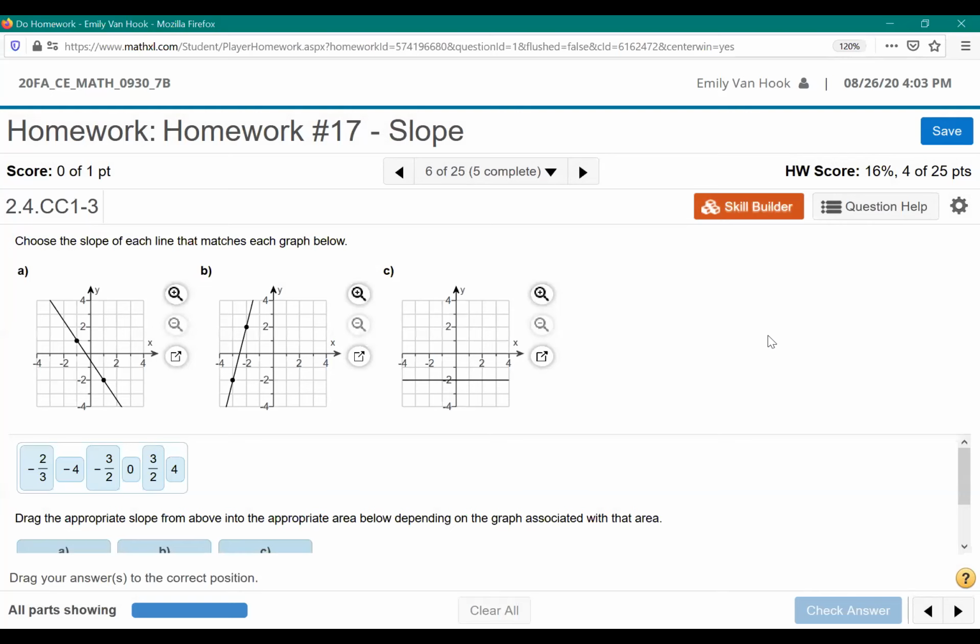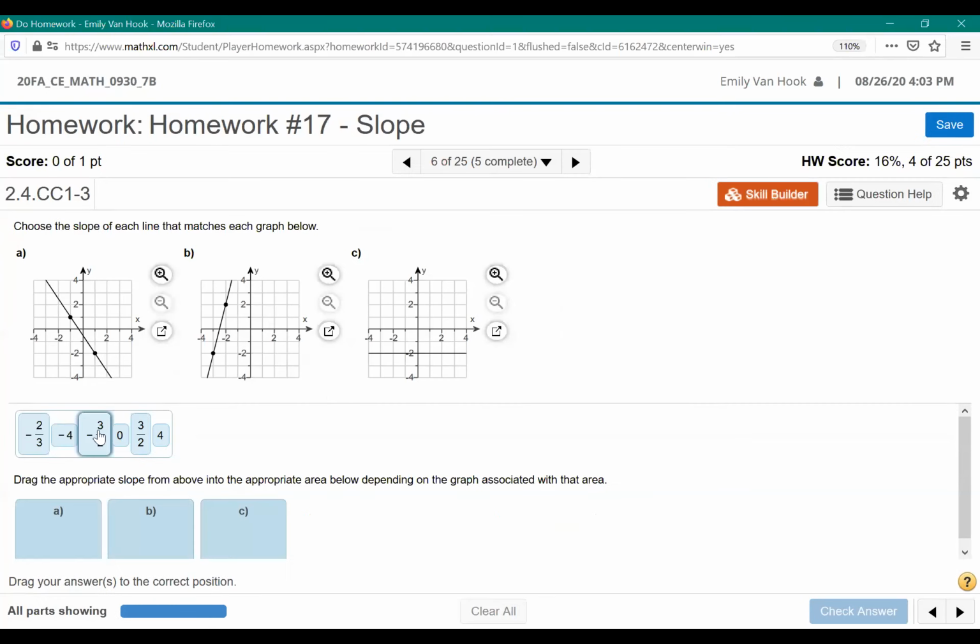This is kind of a strange question. It's asking us to kind of drag and drop our answers here. So choose the slope of each line that matches each graph below. So we have 3 graphs, and then we have this kind of like word bank, but it's not words, it's number bank. All these different choices in these blue boxes, and we get to drag them where they go. All right, so let's do one graph at a time.